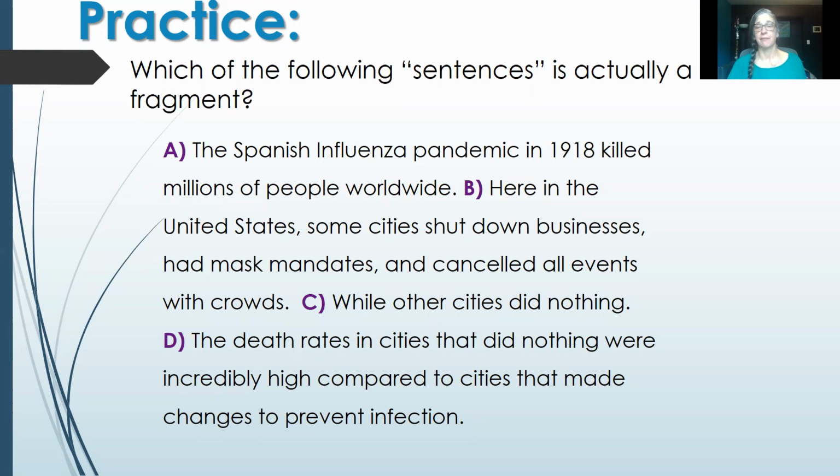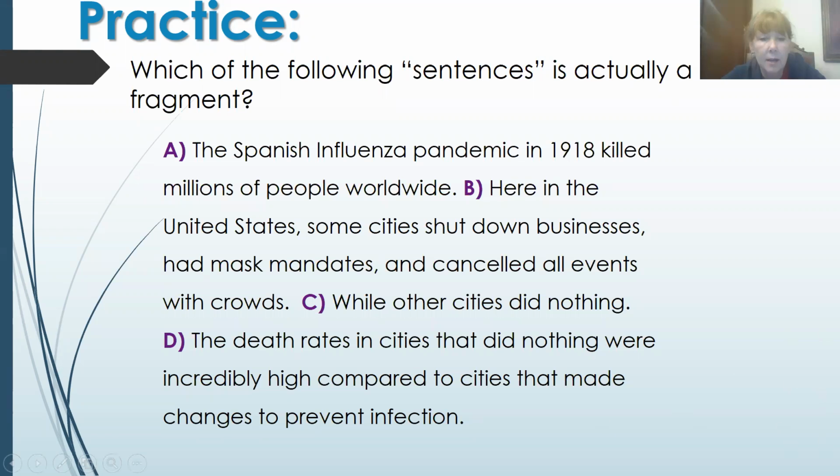Because if I got rid of the while and all C said was other cities did nothing, I'd have a complete sentence. But the minute I put that dependent word in front of it, which happens to be a subordinating conjunction, I created a fragment. How do you think we should fix this one, Joey?